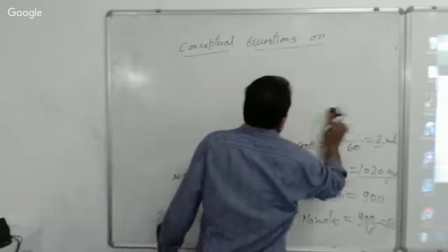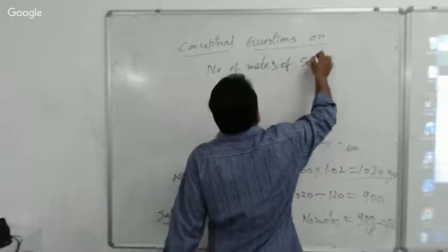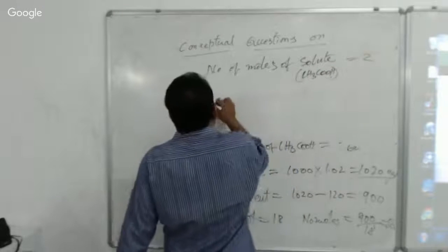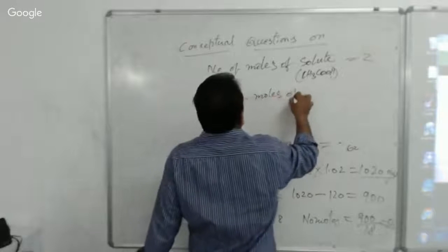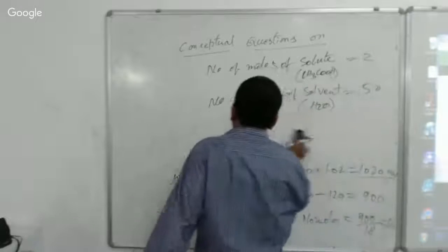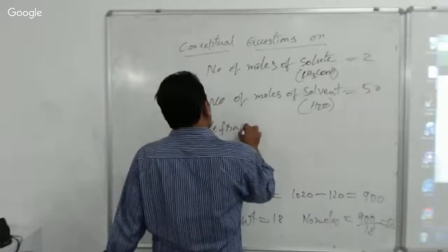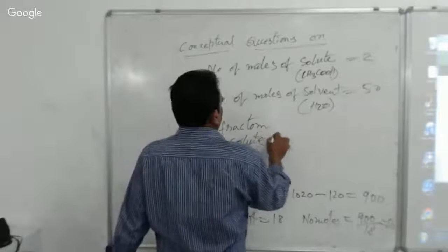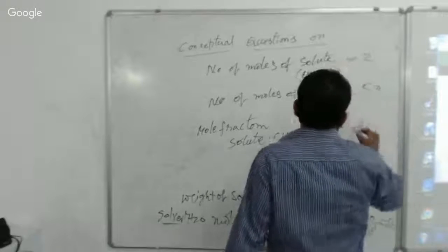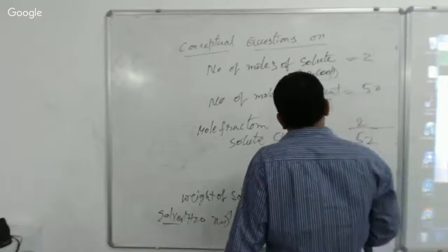Again I am coming down. So the number of moles of solute, acetic acid CH3COOH, is equal to 2, and the number of moles of solvent, H2O, is equal to 50. So the mole fraction of solute, acetic acid, is equal to 2, the number of moles of solute, by the total number of moles, which is 50 plus 2, 52. Which is nothing but 1 by 26, about 0.03.